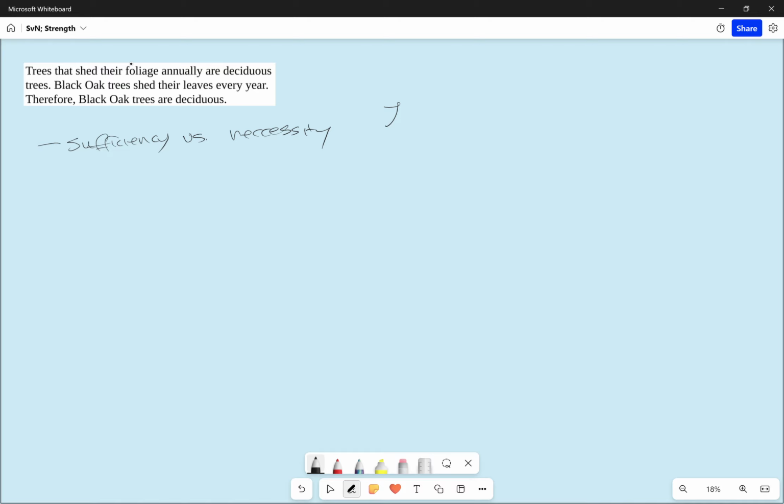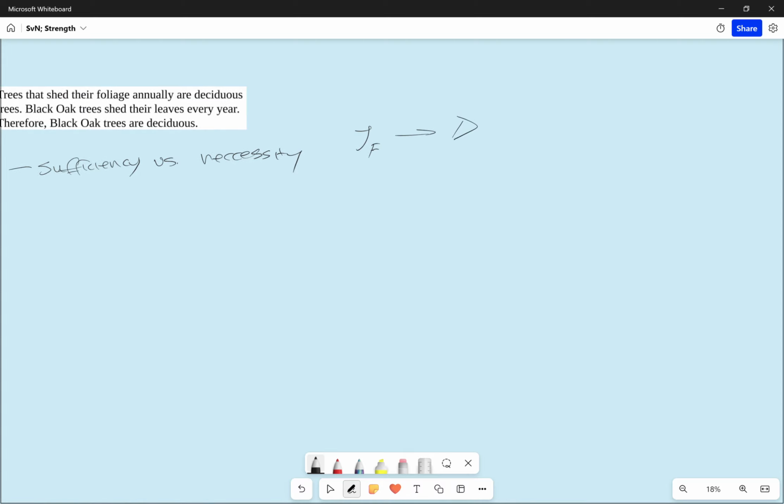So, trees that shed their foliage are deciduous. Now, what is the sufficient and what is the necessary condition here? Well, this is the sufficient condition, and this is the necessary condition. Why is that so? Well, I like to diagram it through subsets and supersets. So immediately in my head, I think, what's the all-encompassing idea here? Well, it's deciduous trees, because all trees that shed their foliage are deciduous.